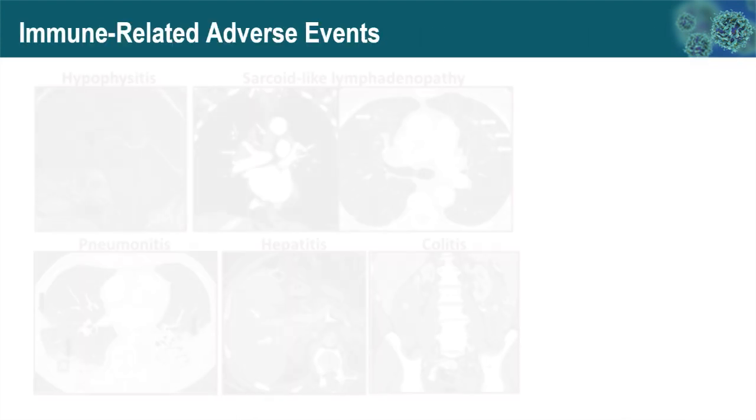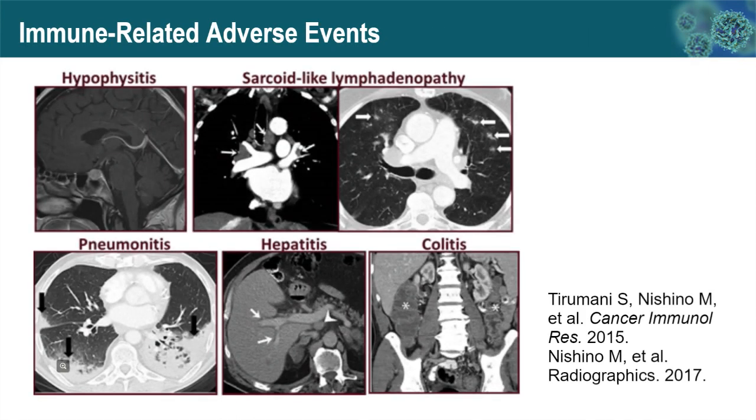And imaging has an important role in detecting, diagnosing, and monitoring many of these toxicities involving major organs from head to toe, as shown here. And we'll discuss some of the major toxicities, including pneumonitis, hepatitis, and colitis in the subsequent part of this talk.